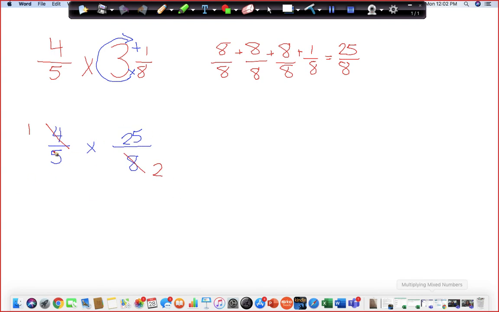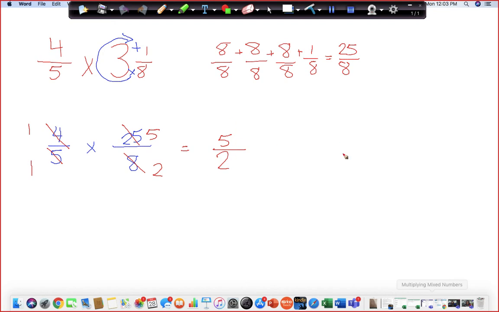We can divide the other way as well. These can both be divided by 5, right? 25 divided by 5 is? What's 25 divided by 5? 5. Good. And 5 divided by 5? 5 divided by 5 is 1. Good. So then we multiply straight across. 1 times 5 is? 5. 1 times 2? 2. Good.